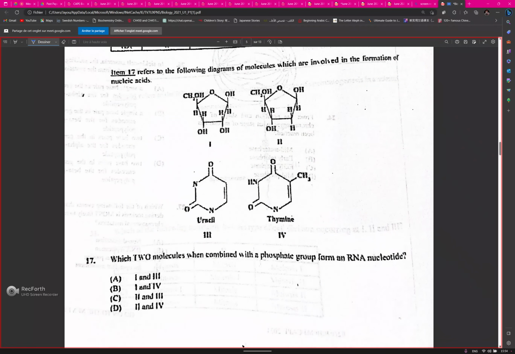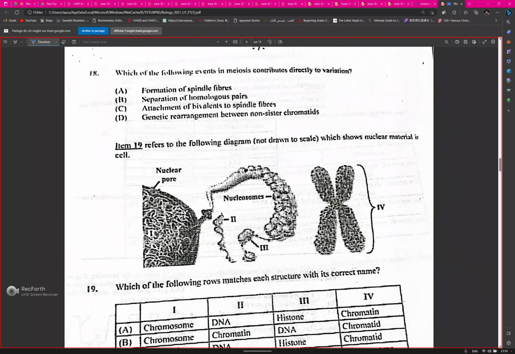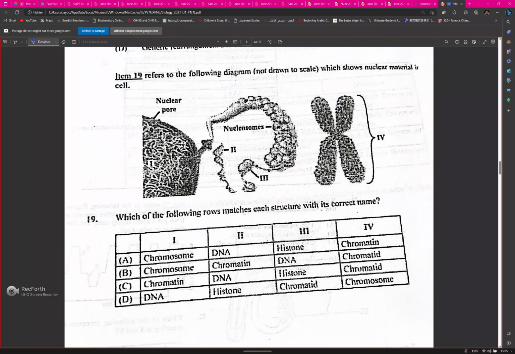Which two molecules when combined with a phosphate group form an RNA nucleotide? That has to be A. Alright. Which of the following events in meiosis contributes directly to variation? B, separation of homologous pairs. So that really concentrates on independent assortment. They separate independently, or assort independently, by Mendel's laws.